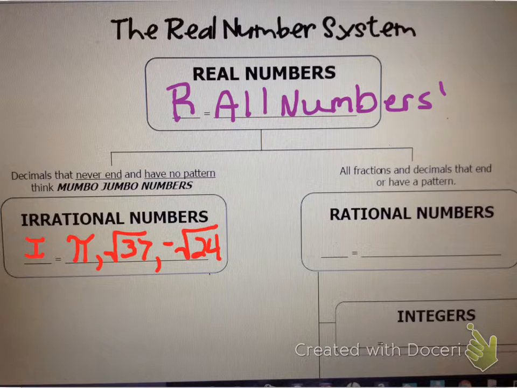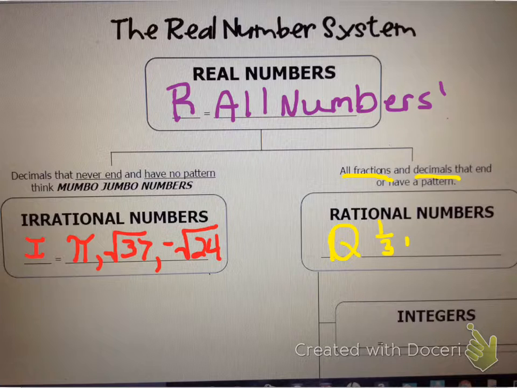So now when we're looking at the other side of the real numbers, we're looking at rational numbers. That's a Q for rational. Not sure why they use a Q, but that stands for rational. And rationals are all fractions and decimals that end or have a pattern. So like 1/3, if you were to put that as a decimal, you would get 0.33333 repeating, meaning that it has a pattern, it keeps repeating.